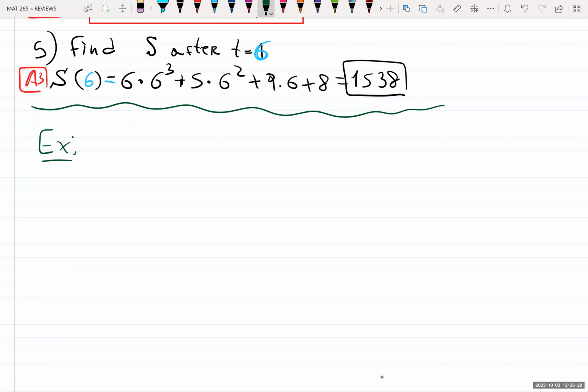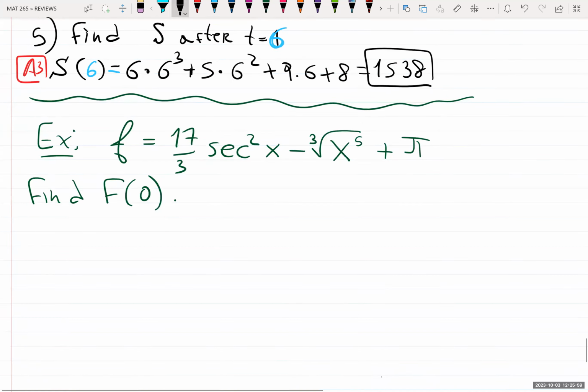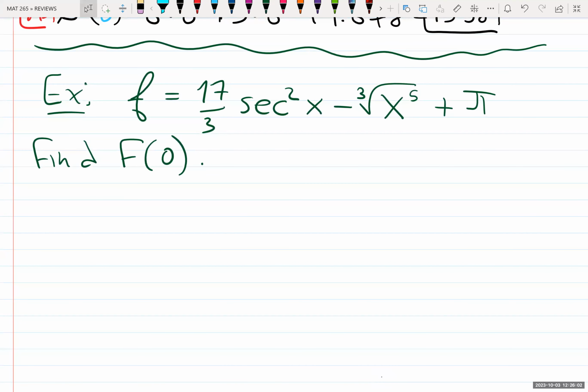Can you find, if small f is given as 17 over 3 secant squared x minus the cube root of x to the 5 plus pi, find capital F at 0. Can you do that? So let me do it with you. Just random integration happening here.